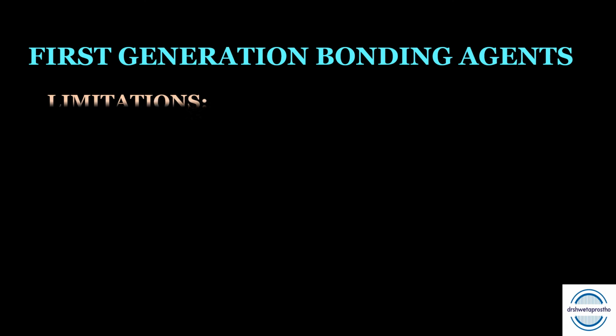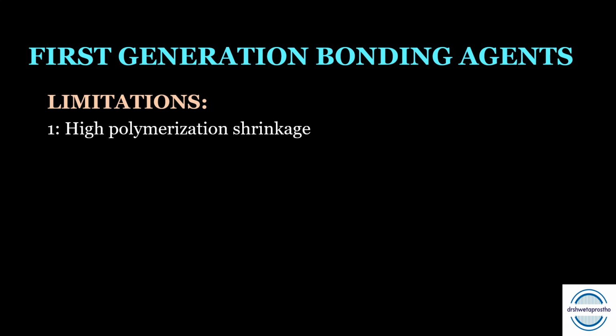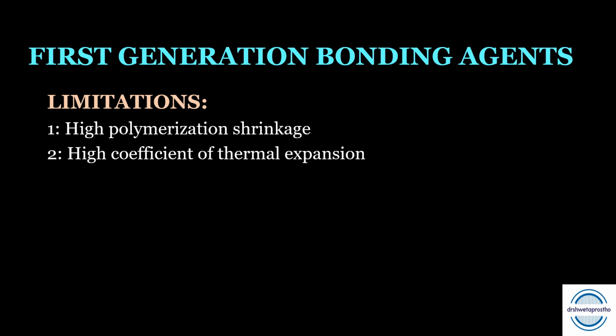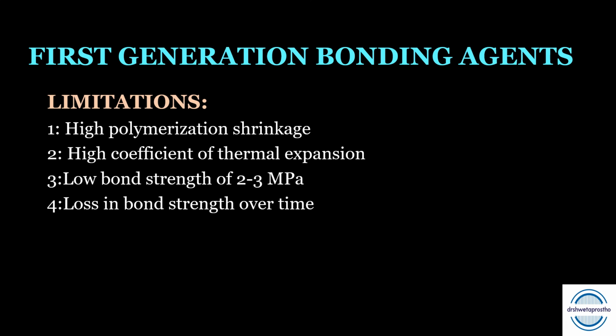So coming to the limitations of the first generation dentin bonding agent, these are quite obvious. First, there was high polymerization shrinkage. Second, there was high coefficient of thermal expansion. Third, very low bond strength of around 2 to 3 megapascals, and there was loss in the bond strength over time. So these first generation agents were not clinically successful.